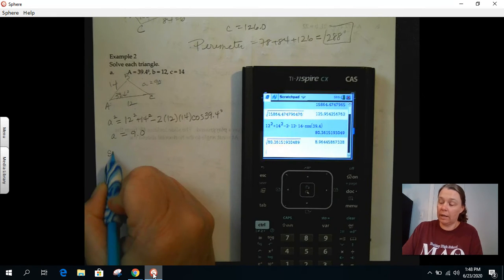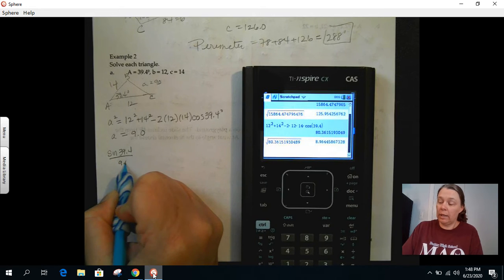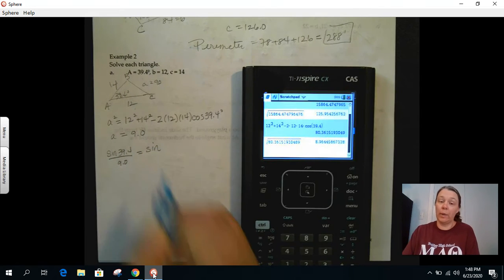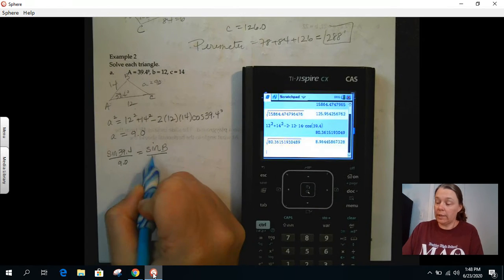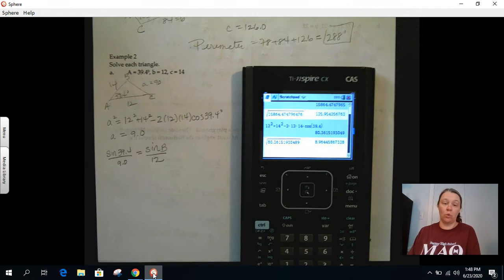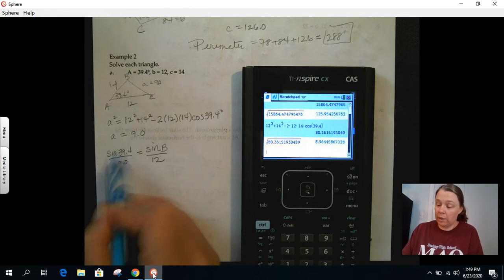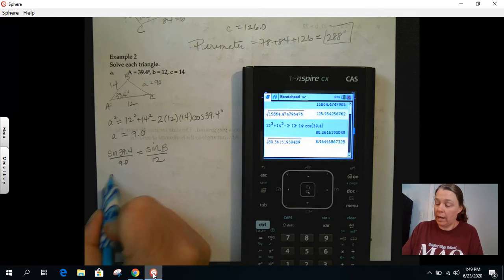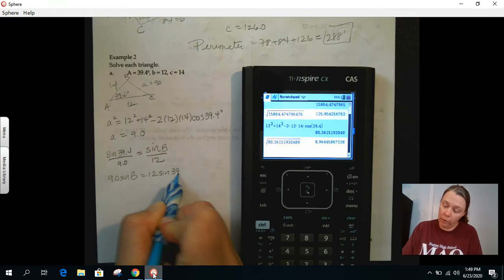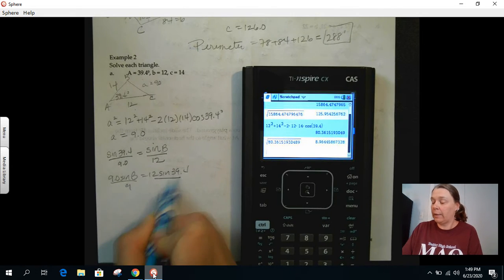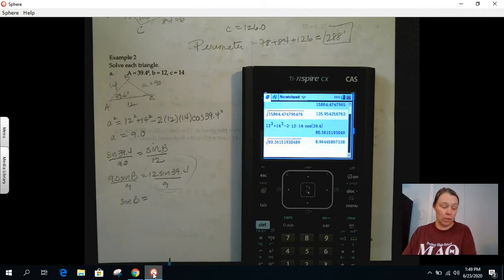I could do now the sine of 39.4 over 9 equals the sine of your pick, it makes no difference, B or C, over the side across. So I'm picking B. You could have picked C. It really makes no difference. And then I'm going to go ahead and solve and cross multiply, right? So I would have 9 times the sine of B equals 12 times the sine of 39.4. I would divide by the 9. I'm left with sine of B equals whatever that funky decimal is, right?